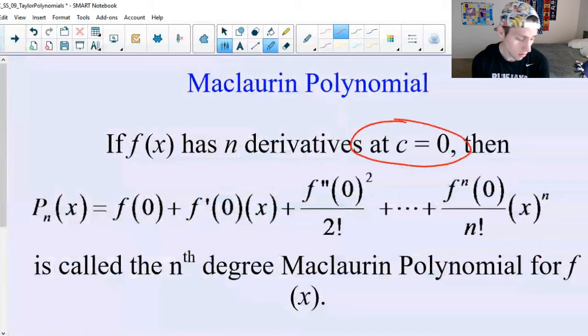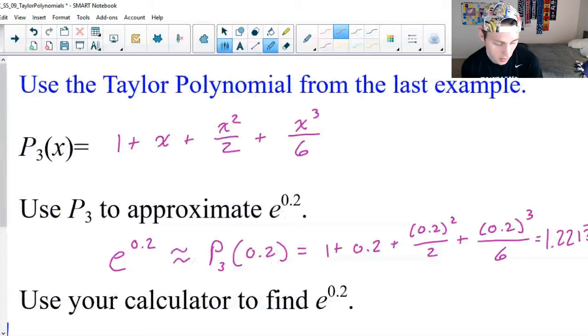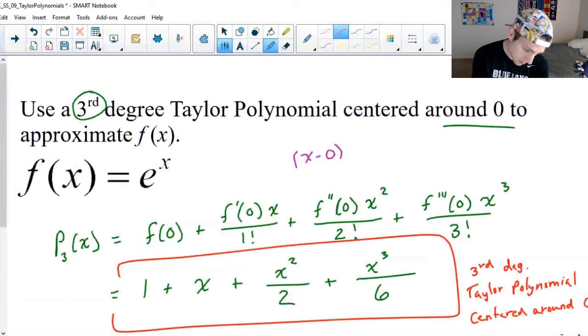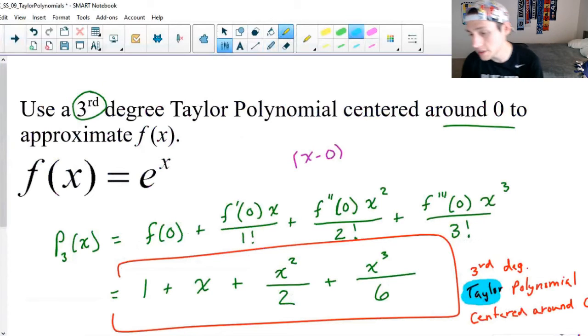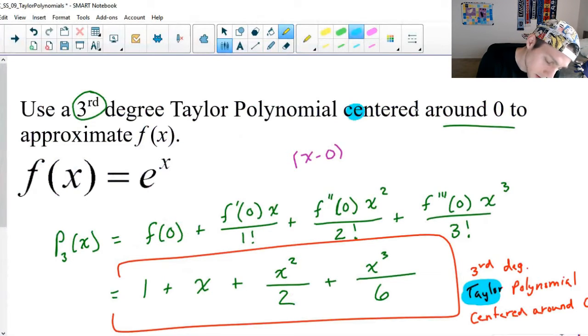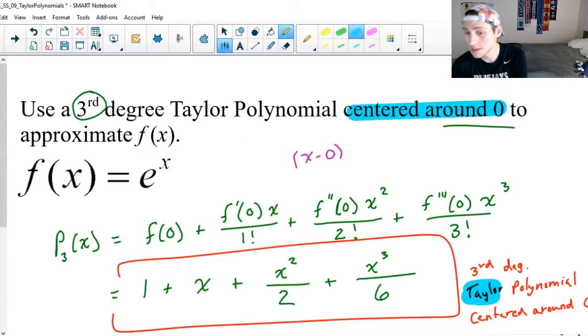Okay, so what we just did for this one, we called the third degree Taylor polynomial. Now that's correct, but technically, since this is centered around 0, this is technically a third degree Maclaurin polynomial.